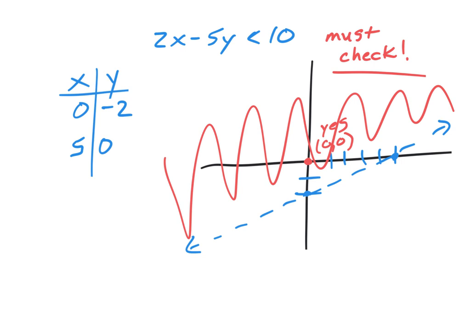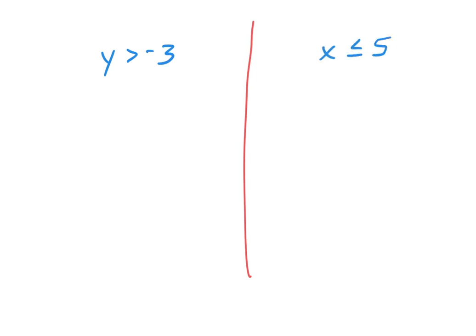Okay? So those will be the 2 most common types of graphs that you're going to see when we talk about linear. Slope-intercept form and standard form are the ones that we've graphed over and over again in those forms. The other 2 specific ones that we'll talk about here: y is greater than negative 3, and x is less than or equal to 5.